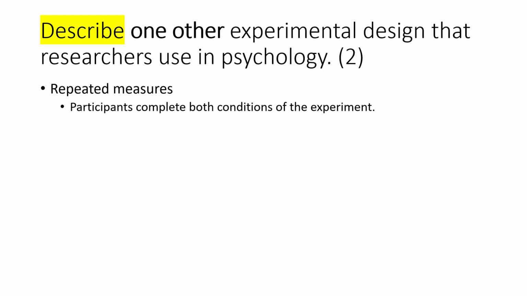Okay. Describe. So it's an AO1 skill. All you need to do is describe one other experimental design that researchers use in psychology. Again, no need to contextualize it. And you get 1 mark if you talk about repeated measures and explain that participants complete both conditions of the experiment, or better to say all conditions of the experiment because there might be more than 2.